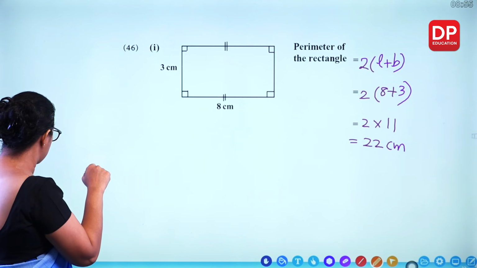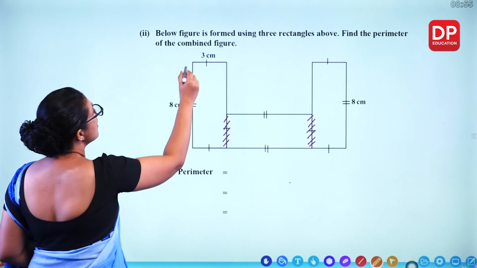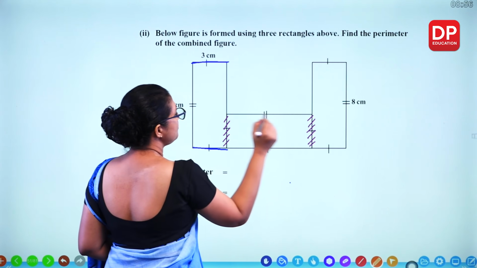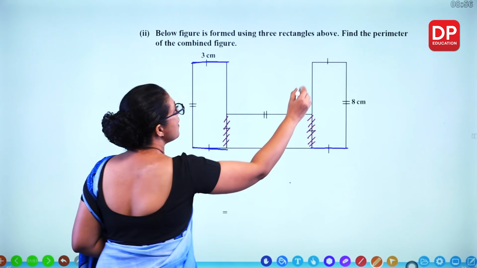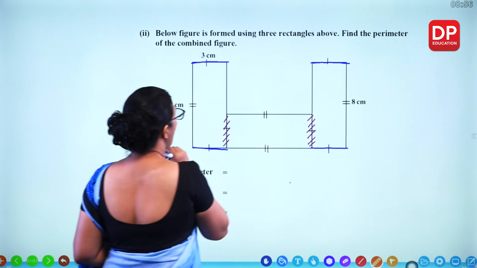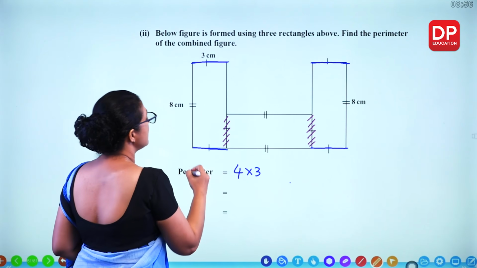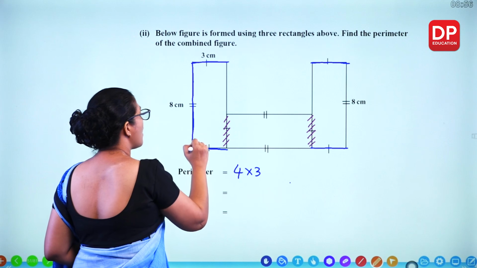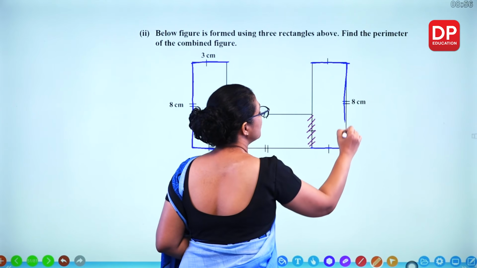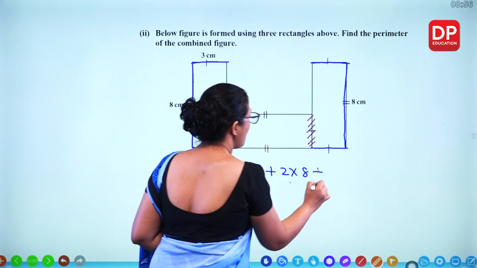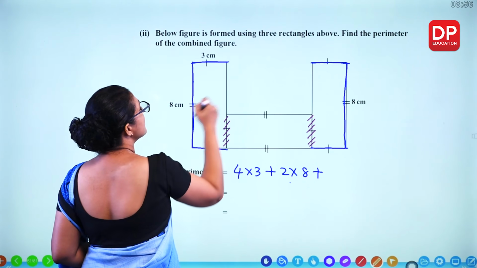The breadth is 3 centimeters. 1, 2, 3, 4. 4 times 3. How many 8s? 1, 2. 2 times 8. Now how do we find out this length?